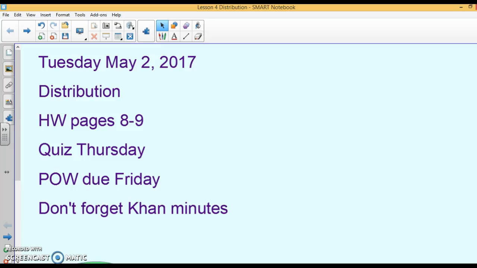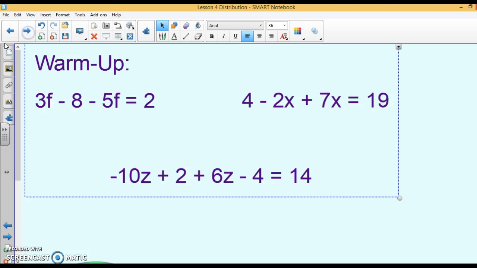So this is going to be lesson 4 in our solving equations unit. It's going to be on distribution. The homework is going to be pages 8 through 9. So I have a warm-up. It's 3 questions. It's going to be about combining like terms. So if you want to hit pause and solve these real quick.